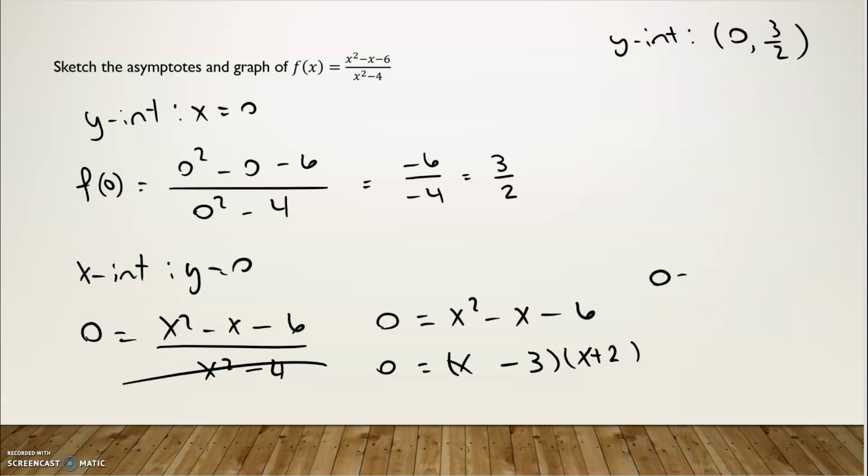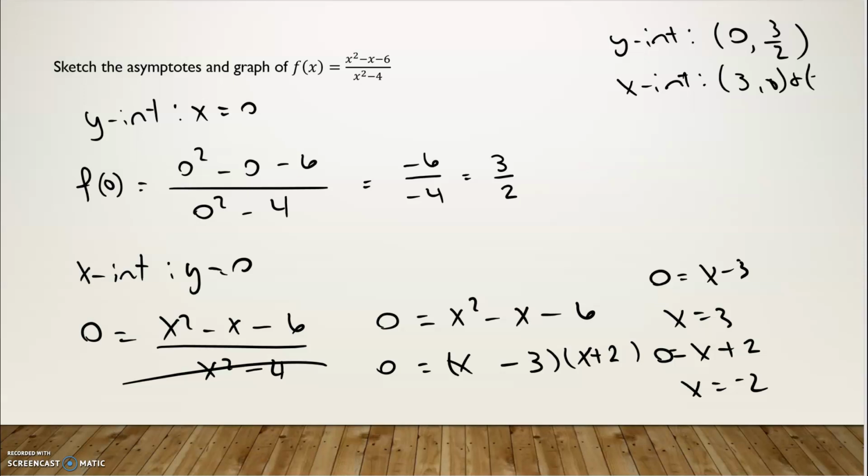So we have 0 is equal to x minus 3. So that gives us x equal to 3. And then 0 equals x plus 2. So x equals negative 2. So we have x-intercepts at 3, 0, and negative 2, 0.